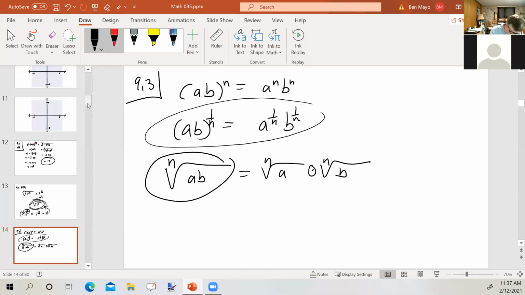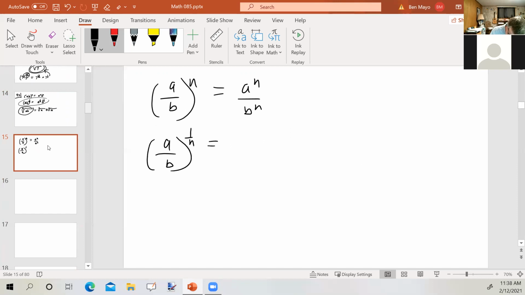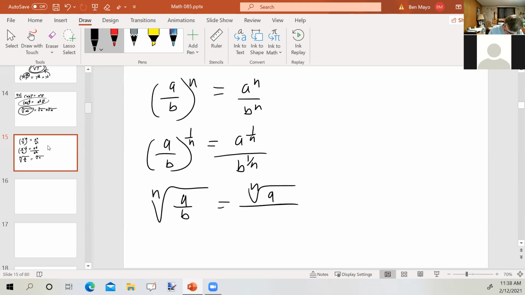There's another rule I want to look at before we start looking at examples, and that is when we have a quotient to a power, we apply that power to both the numerator and the denominator of that quotient. So let's say we had a over b to the 1 over n power. That would be a to the 1 over n power divided by b to the 1 over n power. If we were to write it in radical notation, we'd have the nth root of the quotient equals the nth root of the numerator over the nth root of the denominator.